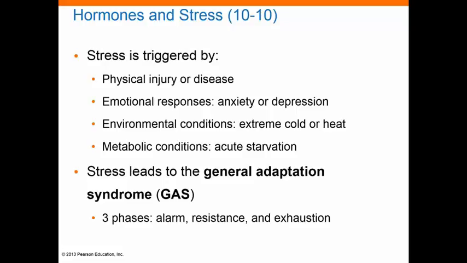Any condition that threatens homeostasis is a form of stress. Stresses may be physical, such as an illness or injury. They could be emotional, such as depression or anxiety. Or stresses could be environmental, such as extreme heat or cold. Stresses could also be metabolic, such as acute starvation.